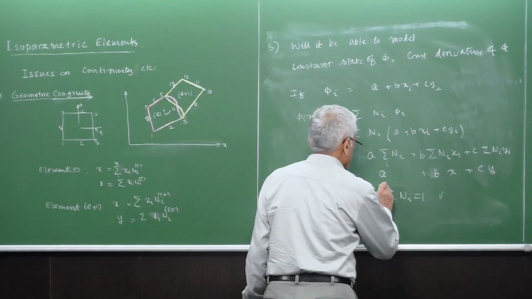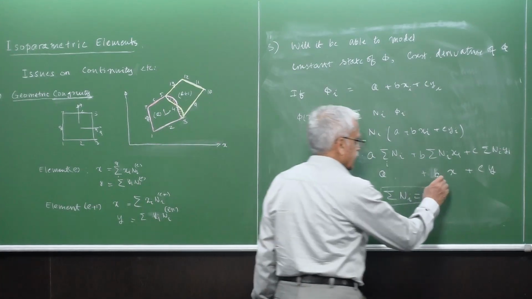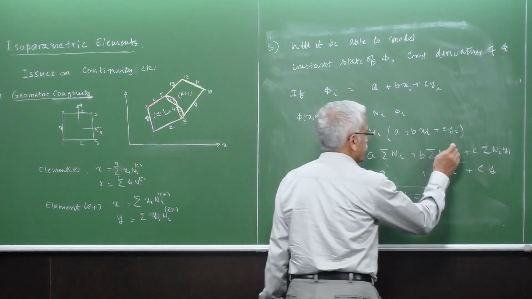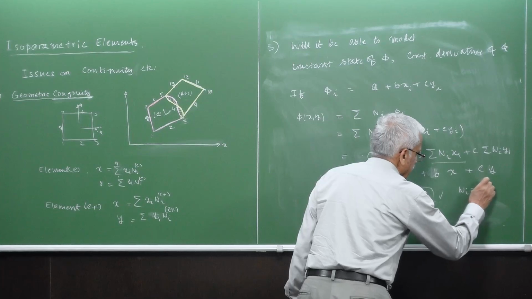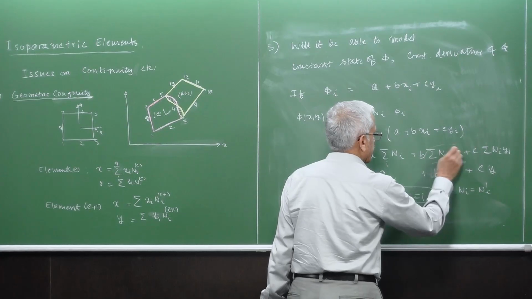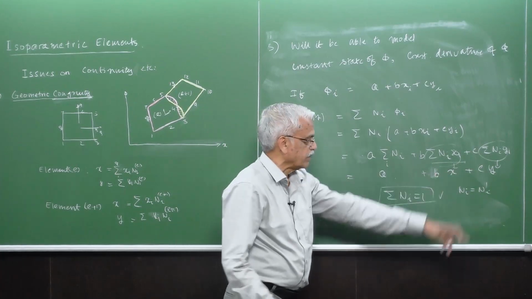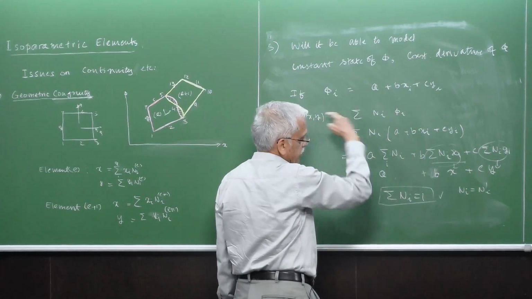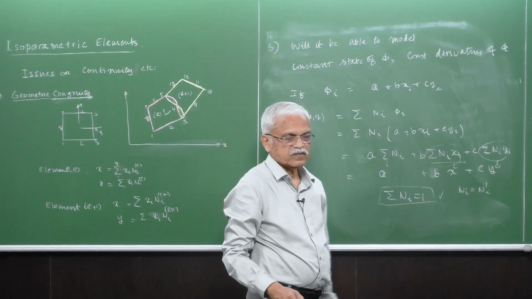If sigma Ni is 1, and we use the fact that Ni is equal to Ni prime, we know that sum of Ni xi is equal to x. This is coming from geometry, and likewise sum of Ni yi is y. So you can see that we initially gave the values in this manner, and then at any xy we also got the same a plus bx plus cy.